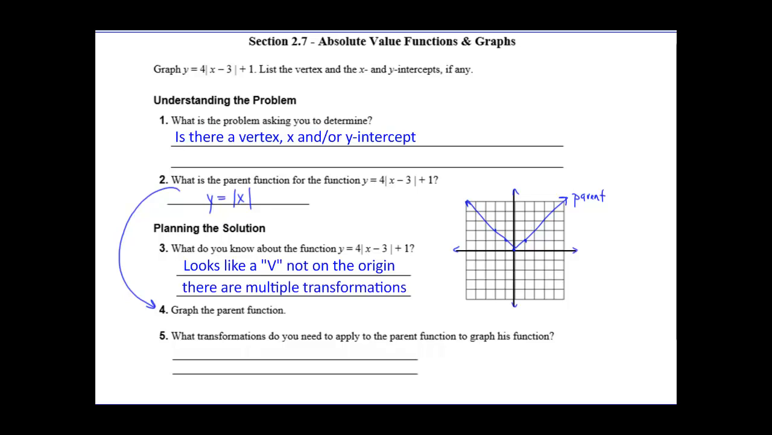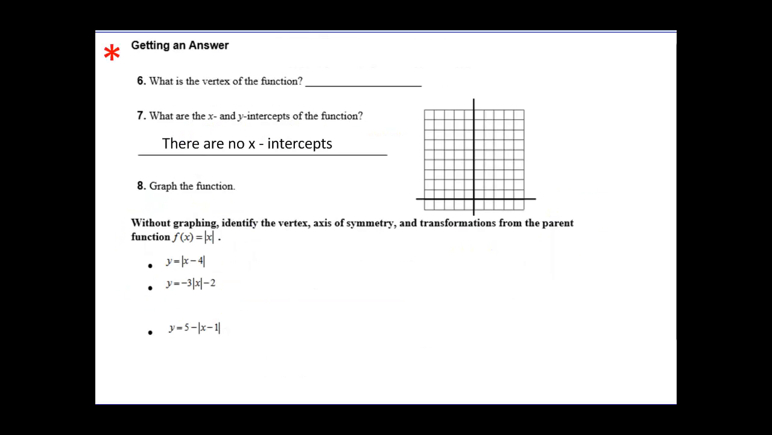What transformations do we need to apply? Well, the ones that we just said. We need to go up 1. The vertex is going to travel up 1. It is going to go right 3, and it is going to be a stretch of 4. So horizontal right 3, vertical stretch by 4, and up 1. What is the vertex of that function? Well, let me rewrite it for you. If we had y equals 4 times the absolute value of x minus 3, and then plus 1.